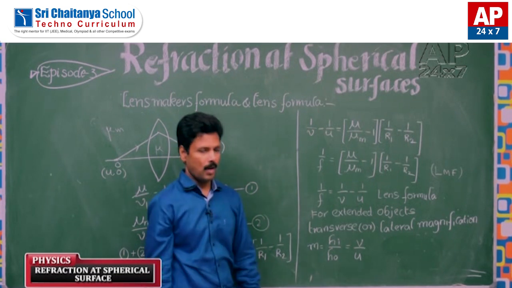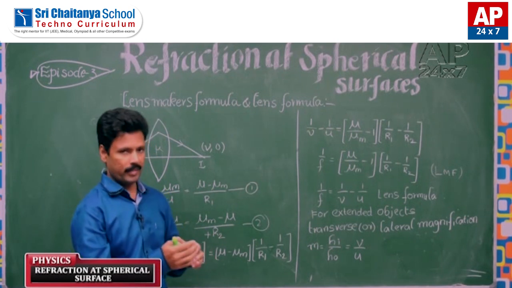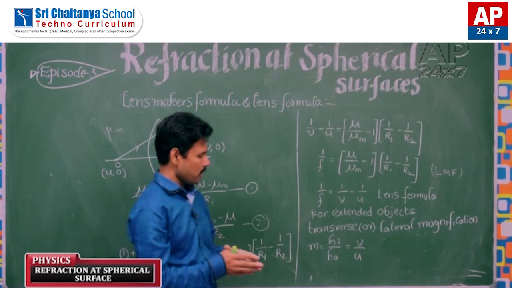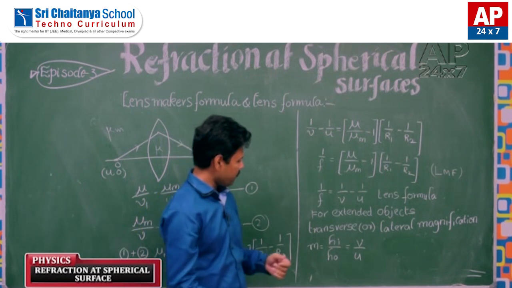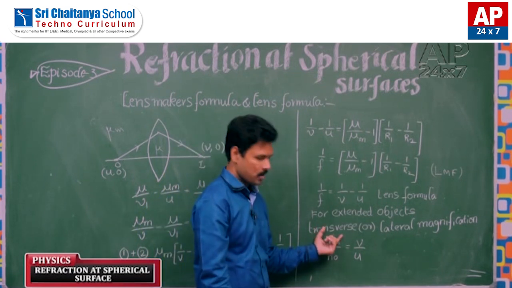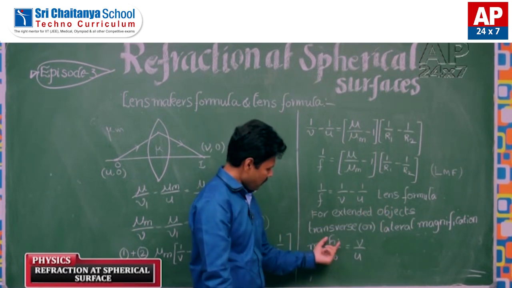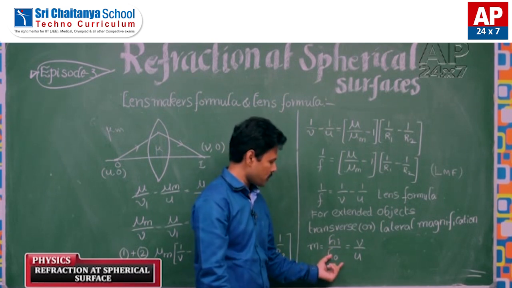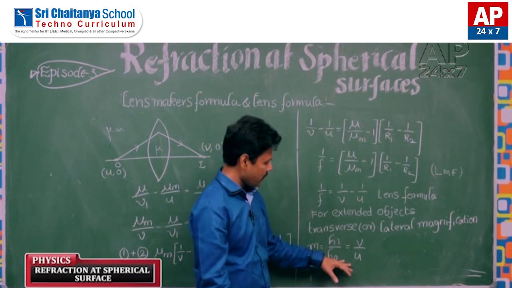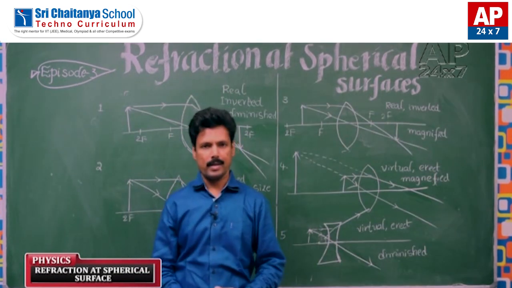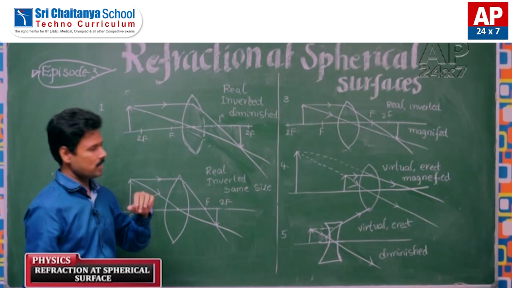And if we consider that the object is extended, so it has some size, then we speak about magnification. If you are keeping the object normal to the principal axis, then we are taking the transverse or lateral magnification, which is given by height of image by height of object, and which is equal to v by u. So this is the expression for magnification. Okay students, now let us see here locating the images for different positions of objects.